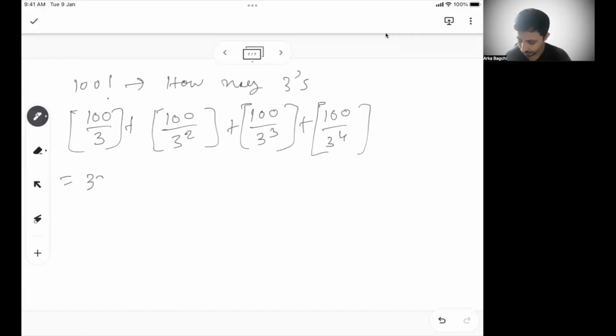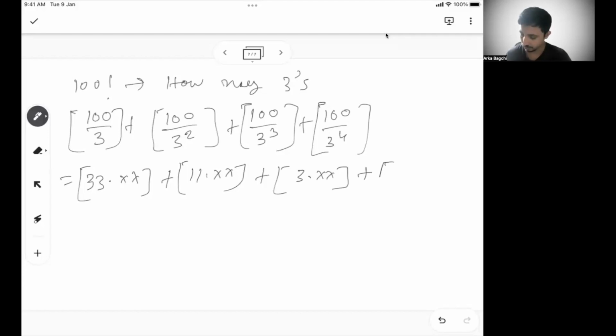So we can stop here. So this will become 33.86. 100 by 9, 3 square is 9, 100 by 9 is 11.86. Plus 100 by 27 is basically 3.86. 100 by 3 to the power 4 is 1.86. 3 to the power 4 is 81, 100 by 81 is 1 point something. So this is 33, this is 11, this is 3, this is 1. So 44, 47, 48. 48 is the number. Now you're getting it. So this is the way to calculate how many 3's there are in 100 factorial.